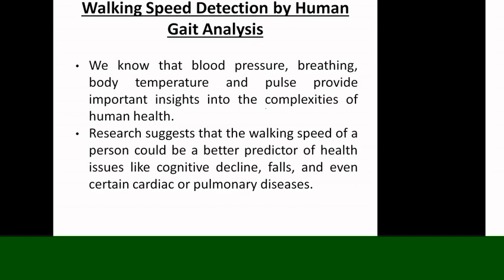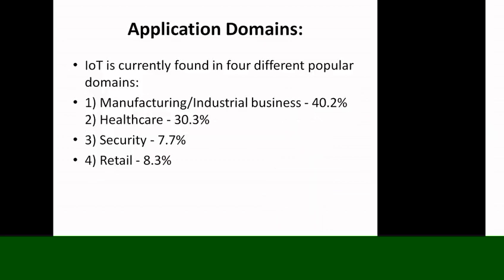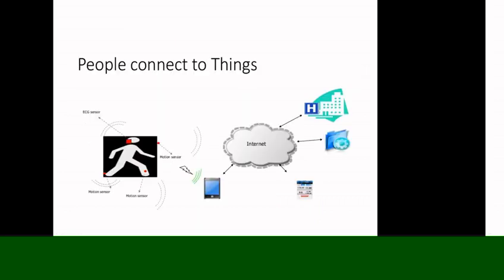So if you see the matrix, which I will show you, this mobile phone has an accelerometer and gyroscope. The gyroscope is used to project the data of the angle made by the different joints, and the accelerometer gives acceleration around the XYZ axes. Okay, and as an IoT application, healthcare is contributing almost 40%, 30.3%. So that's why we cannot ignore these things.